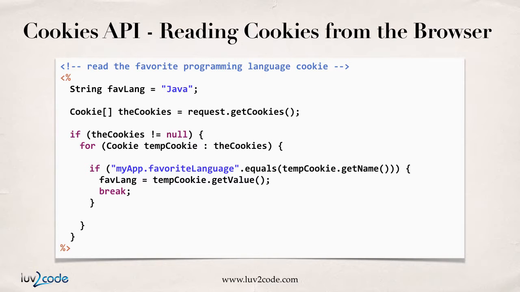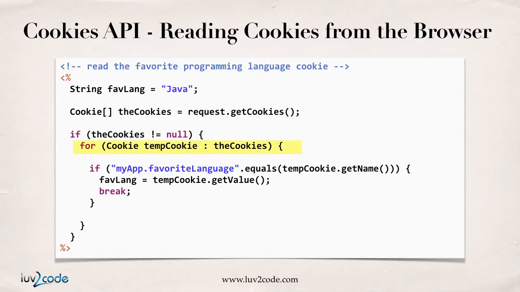To get a handle to the cookies, I make use of that request object. I'll say request.getCookies. This will return me an array of cookies. Note here on the left-hand side, Cookie with the square brackets. The square brackets mean an array. So that's the cookies. Then I check to make sure the cookies is not equal to null, because maybe they didn't have any to send over.